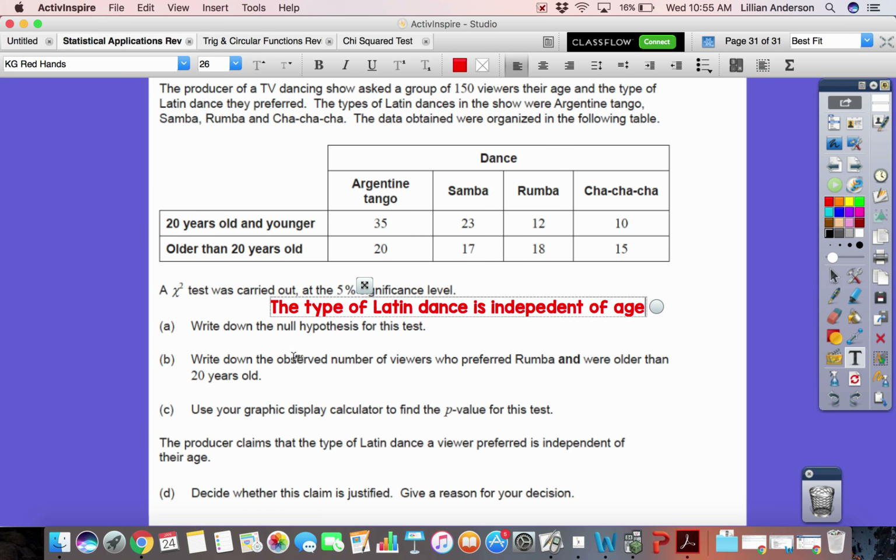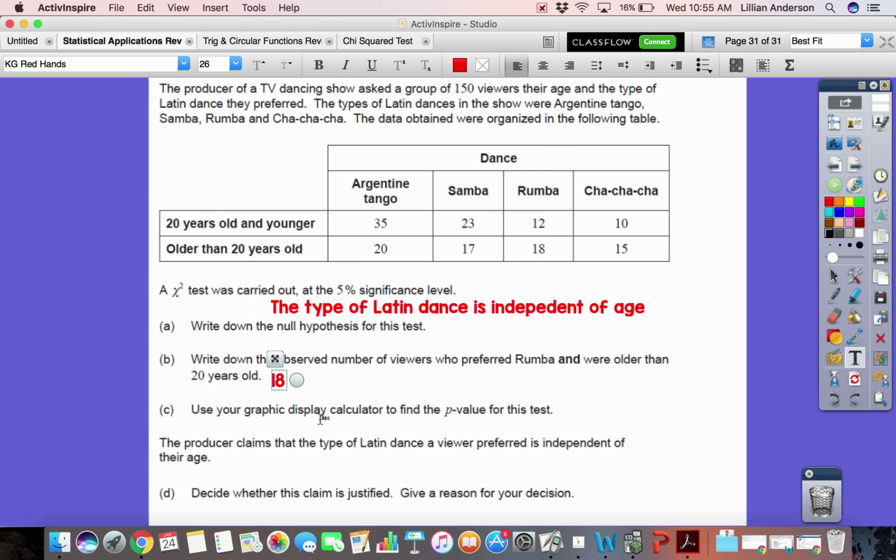Then you have to write down the observed number of viewers who performed a rumba and were older than 20 years old. So you basically had to write down, so it's right in front of you, the observed number of viewers who performed the rumba and were older than 20 years old. So that was talking about this data entry right there. You just had to go to your data and look to see, okay, how many people was that? Because remember, this is your observed data. The expected data is when you actually go through and do the whole row total times column total.